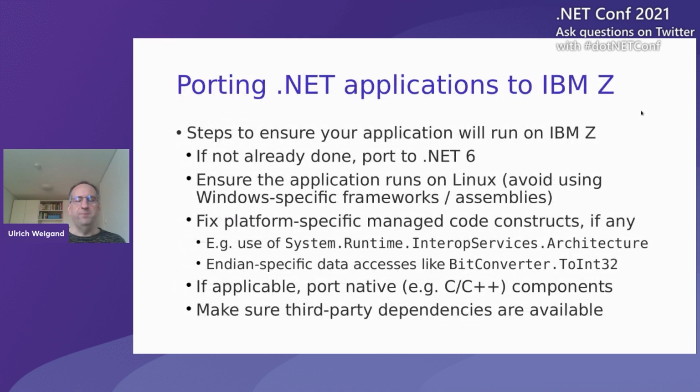So we saw that. Let me just summarize the steps that we just did and what you may need to do with your application as well. Most importantly, if your application is not already on .NET 6, move it to .NET 6. A second important step: ensure your application actually runs on Linux, because we are a Linux platform. If it doesn't run on Linux at all, it won't run on Linux on IBM Z either.